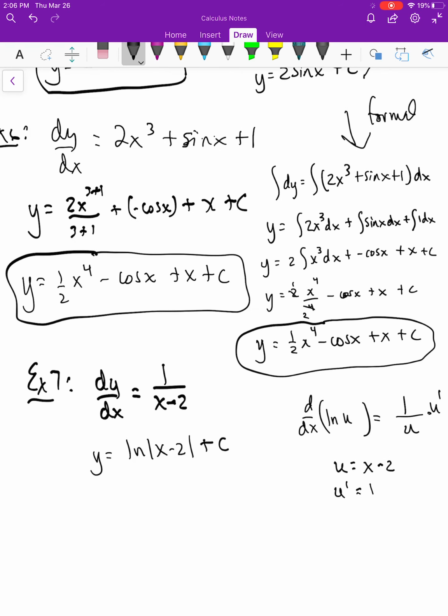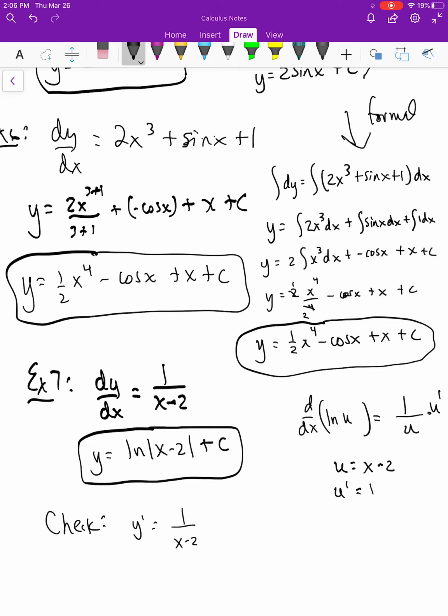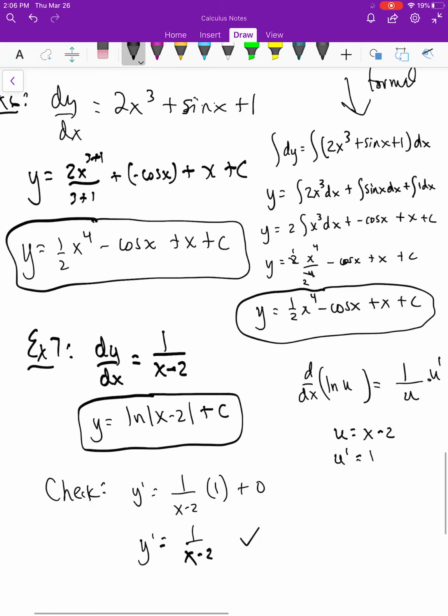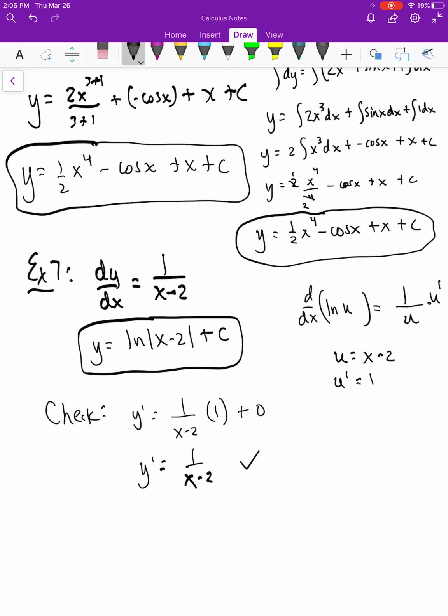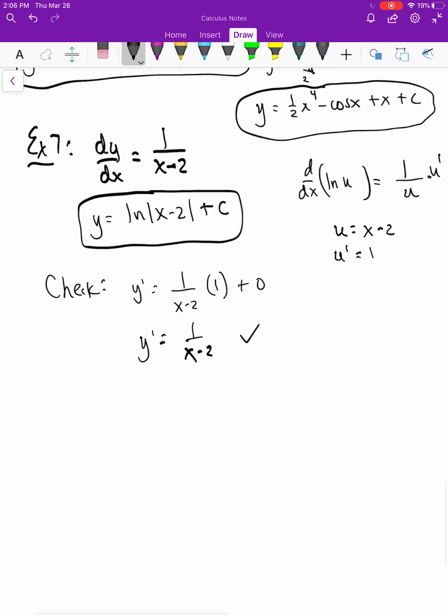Sorry, that didn't look very nice there. But like I said, your u prime is just 1. So it works out that this could be your derivative. And then go ahead and check yourself. What is y prime? Oh, well, that would be 1 over x minus 2 times the derivative of x minus 2. And then the derivative of the constant would be 0. So your derivative would just be 1 over x minus 2. So it does check out. So these are all the different types that you might see when you're given that differential equation.